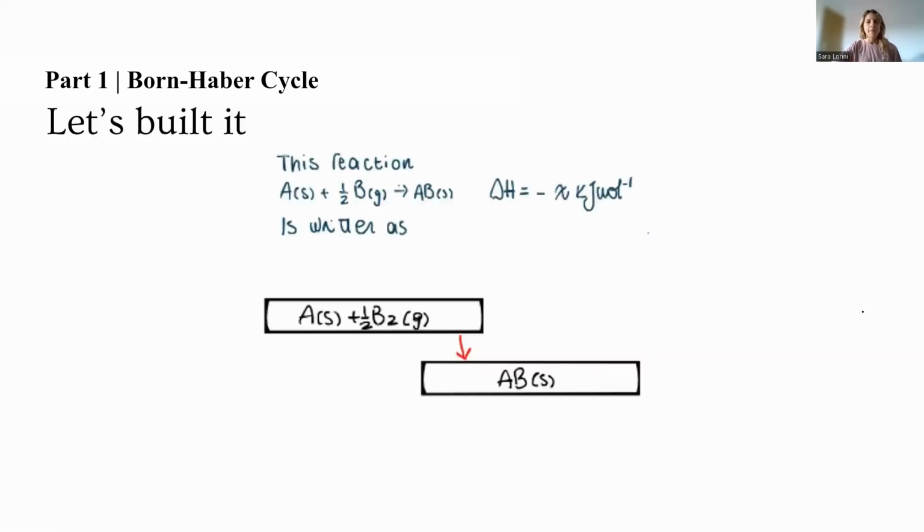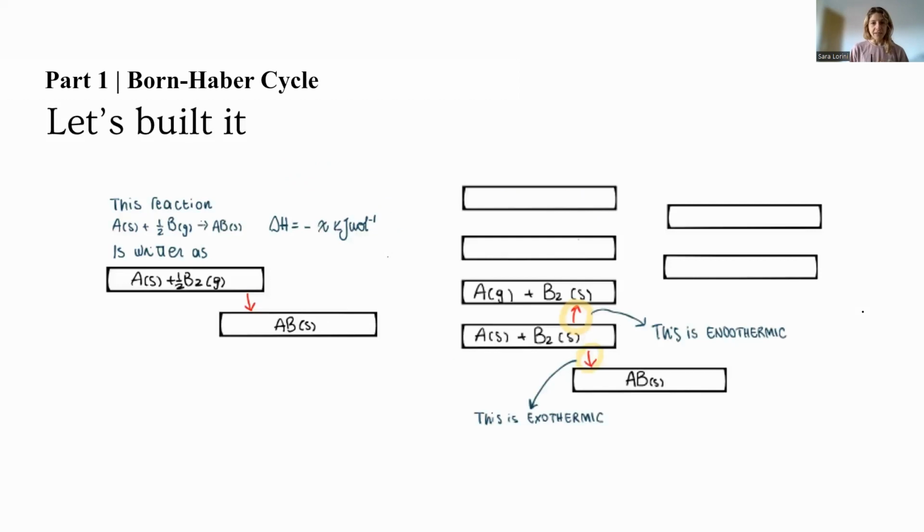So let's build it up. For this reaction, you may recognize it from the definitions that we have two elements making up a compound. This is the enthalpy of formation. Anyway, the point of the Born-Haber cycle is that we take this equation, written as a reactant to product, and we put it vertically, where the arrow actually has a meaning. In fact, the arrow means that it's exothermic if it's going down, like in this case, or endothermic if the arrow is going up. Okay, so you need to kind of visualize.